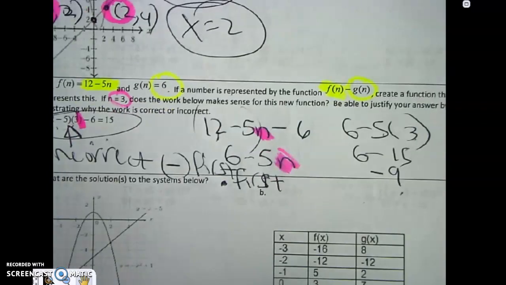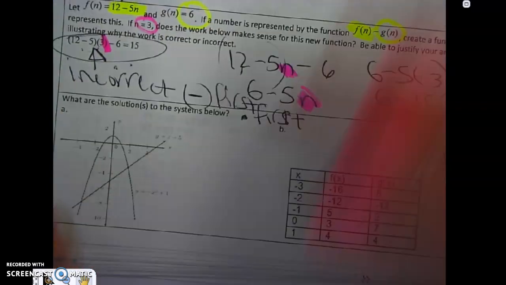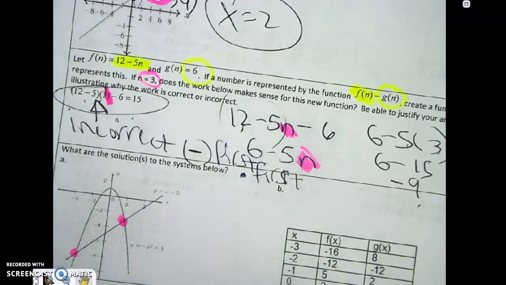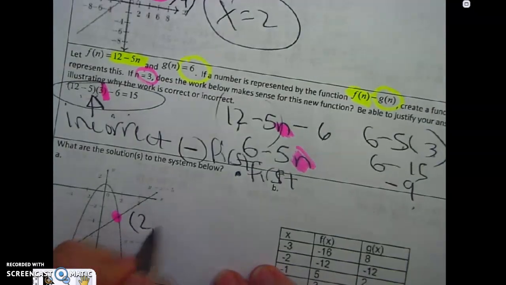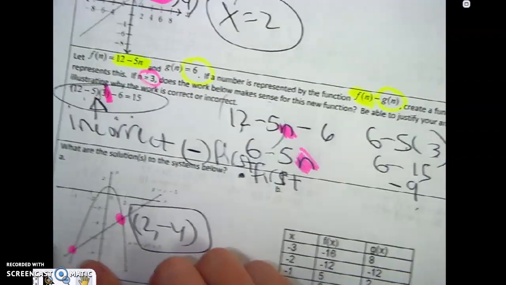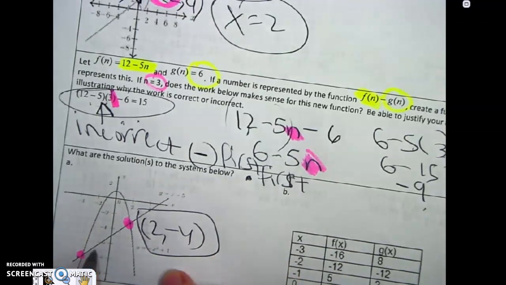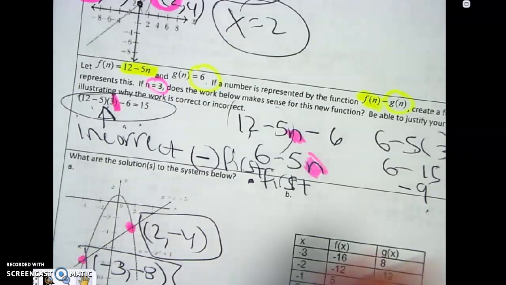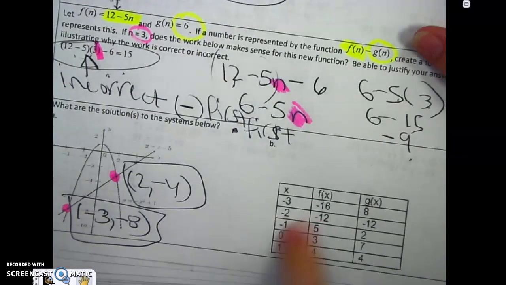All right. What are the solutions below? Looks like we got that and that. This is like this problem here, but the difference is here they only wanted x. And here they want the whole darn thing. So that's 2, negative 4. And it looks like negative 3, negative 8. Done.